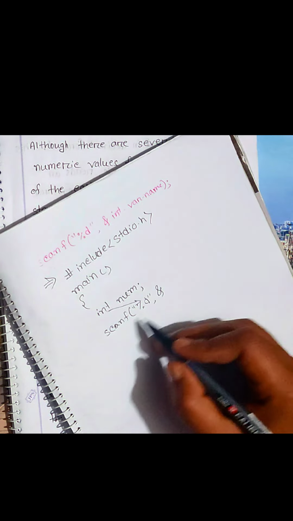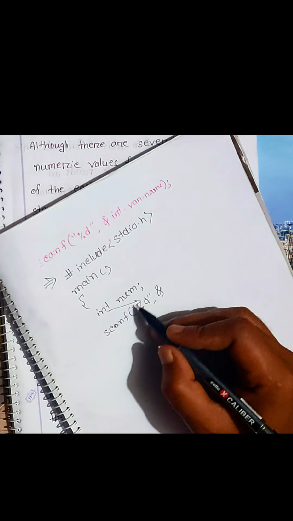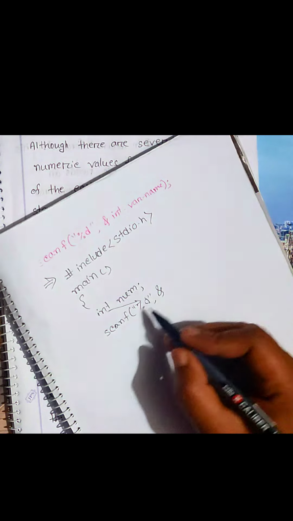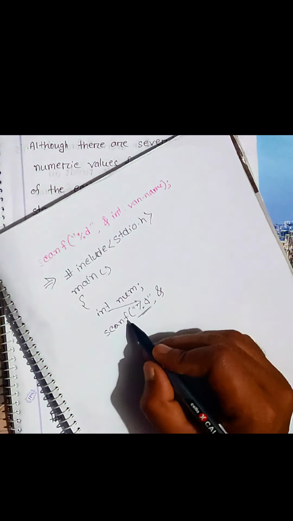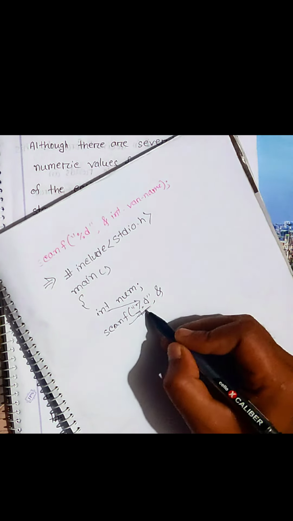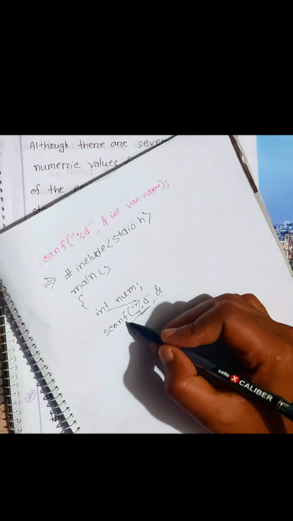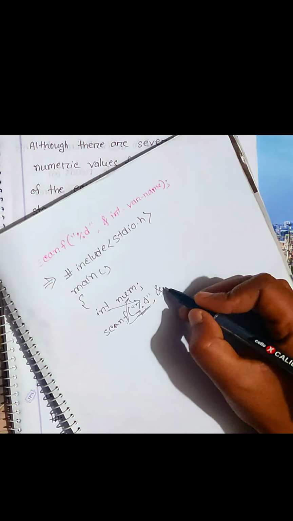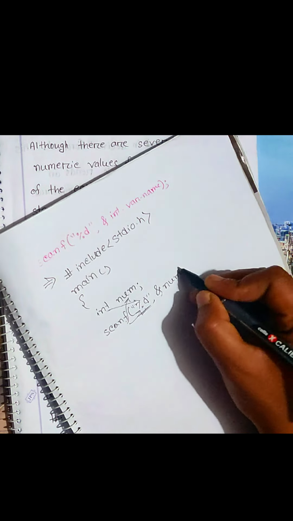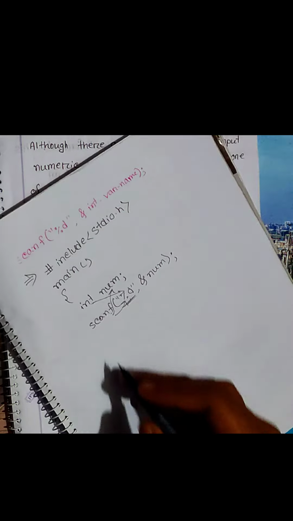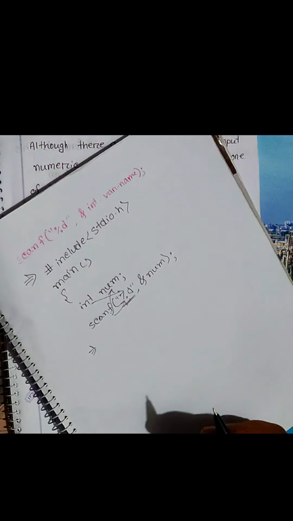Now we have to declare where the scanf function takes the value from. Here we can see scanf will take an integer value and the value will be from number, so here will be number. This is a perfect example of the integer data type. Okay, let's see the float one.